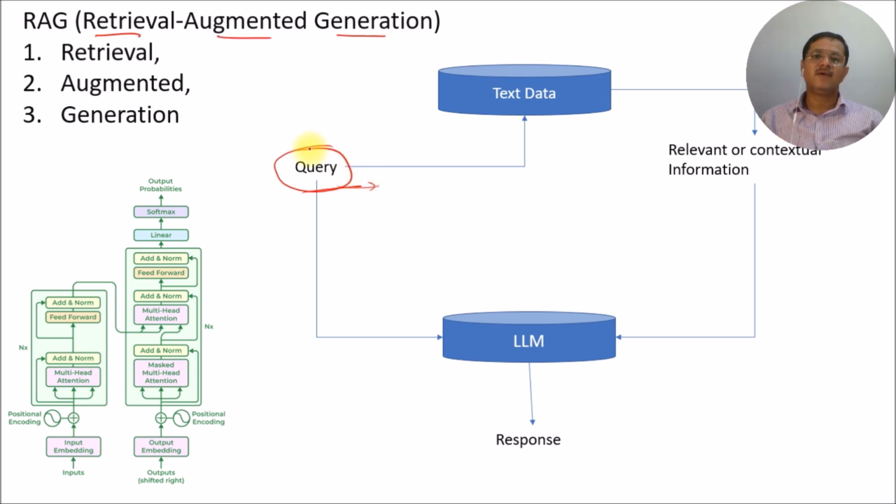Now suppose you fire one query to a large language model, like how quantum mechanics is different from classical mechanics, but you want your answer in the context of the computer science area, because in computer science we know that quantum computers and traditional classical computers are there. You want your answers like that, but when you ask this question directly to the large language model, it will give a very generalized answer and it will not contain your context.